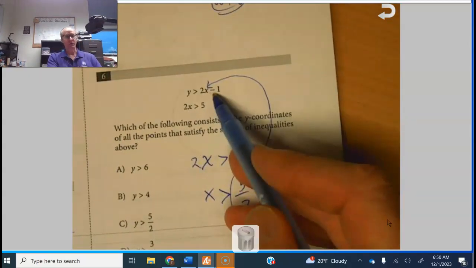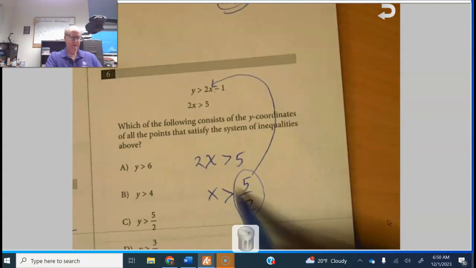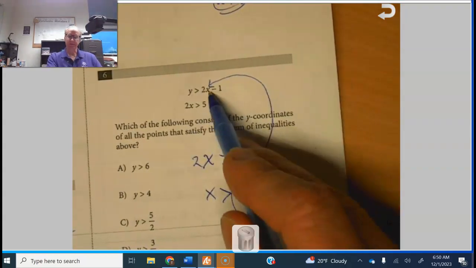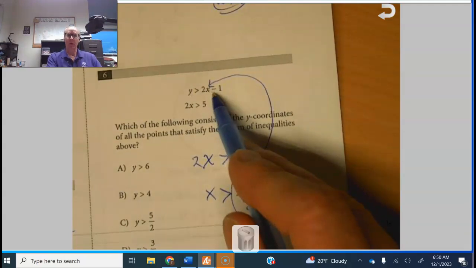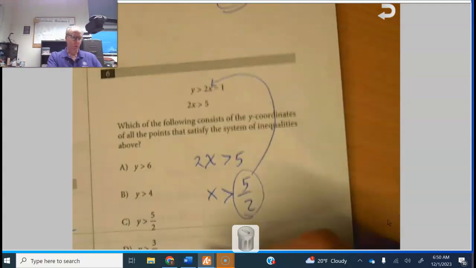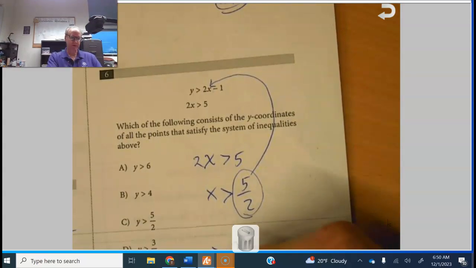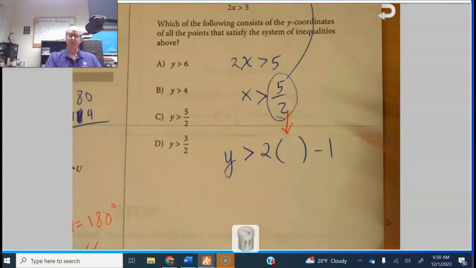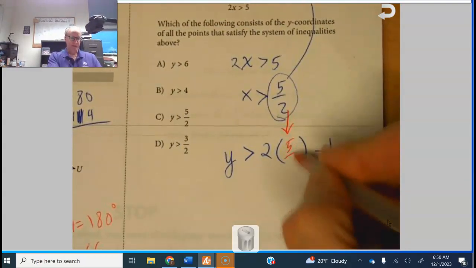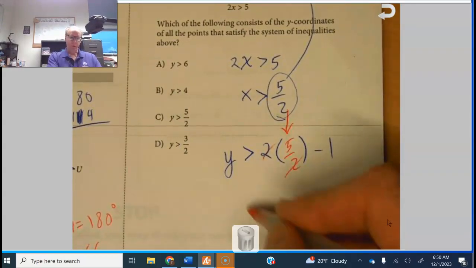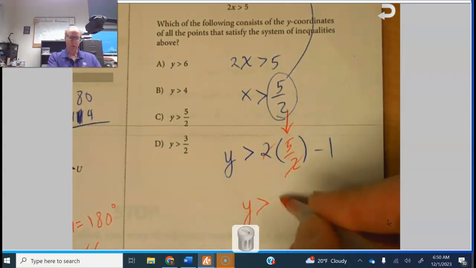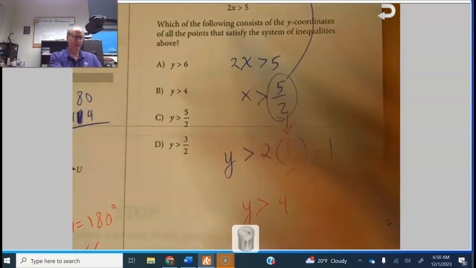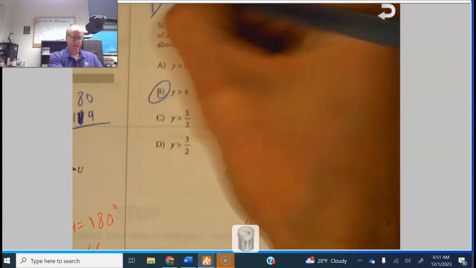If this had been negative, it would have given me all sorts of problems. But as it is, it's pretty straightforward. Substitute the 5/2 in for x, and you can figure out what y has to be bigger than. So y has to be bigger than 2 times x minus 1, where x has to be bigger than the 5/2. We put the 5/2 in, the 2's cancel. Y has to be greater than 4.